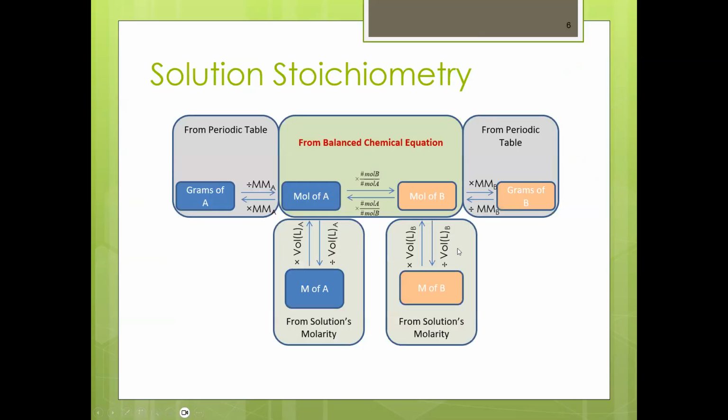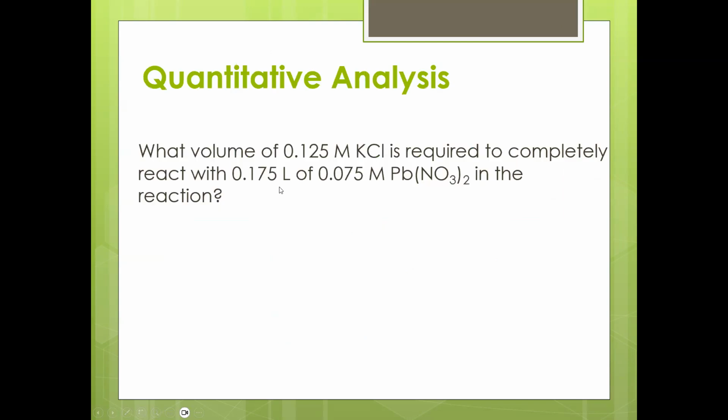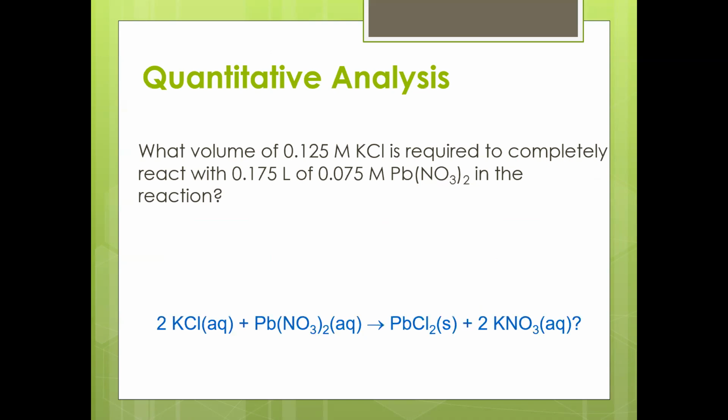The second type of problem is going to be the exact same kind of pathway. Here, what volume of KCl is required to completely react with 0.175 liters of this molarity of lead nitrate? Again, we need to write the balanced equation. So KCl and Pb(NO3)2, swapping. You have some clues here. If you remember the polyatomic ions, nitrate is -1. Since you're swapping with KCl, which is -1, that 2 remains the same. So little tips there to help you.